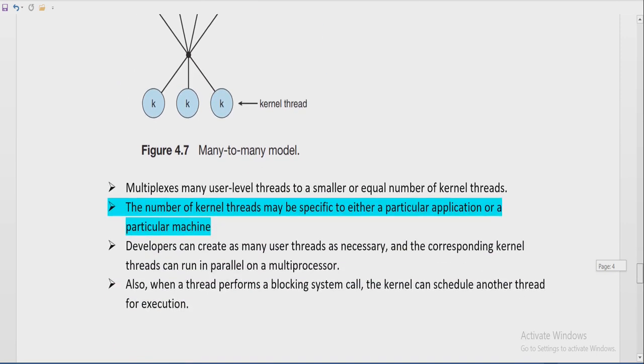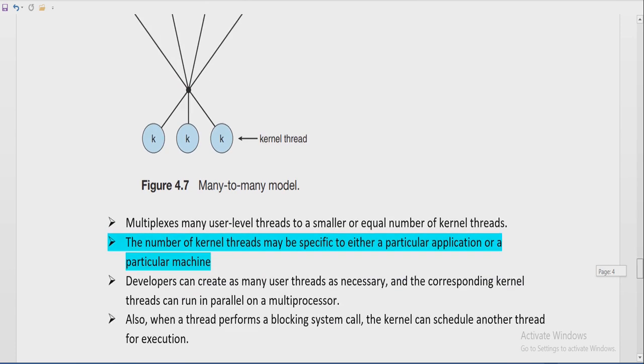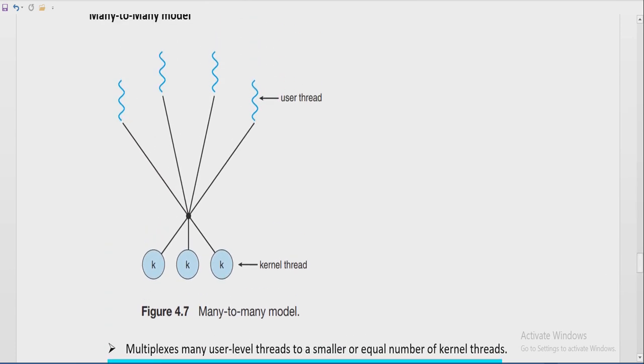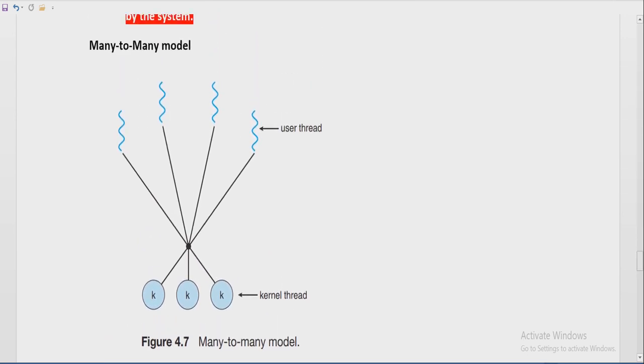Okay, also when a thread performs a blocking system call, the kernel can schedule another thread for execution. So if any one of the user threads makes a blocking system call, then the kernel can schedule another thread for execution. What will the kernel do? If this user thread makes a blocking system call, then the kernel thread associated with that user thread gets blocked. Okay, and then in such a situation the kernel will schedule another thread to resume execution.